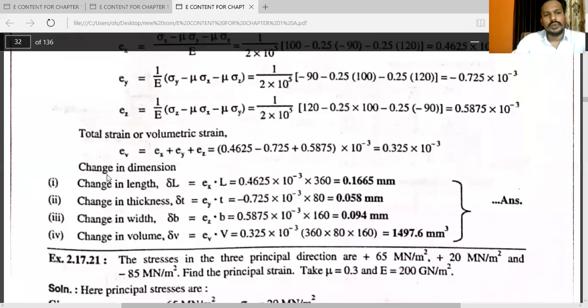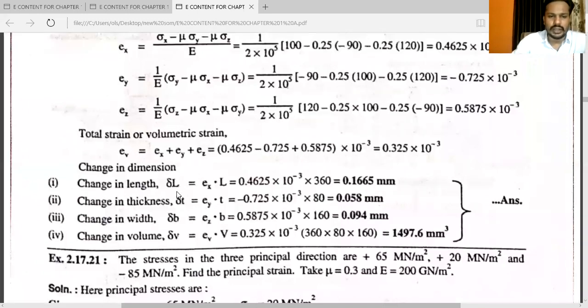Now you just have to calculate the change in dimension. You know that strain in the x direction is delta L upon L, so delta L is equal to Ex into L. Change in thickness, delta T, is Ey into T. Change in width, delta B, is Ez into B. And change in volume, delta V, is Ev into V. Here we have the values of L, T, B, and the volume, which is L into T into B. We have all the dimensions, so just put in the values.